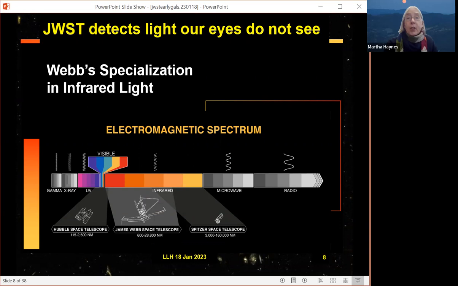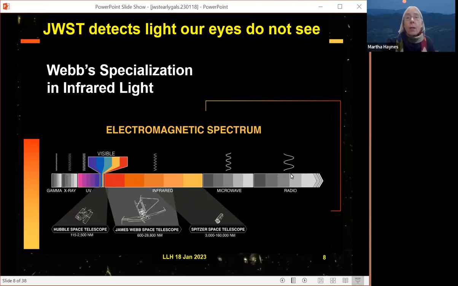The specialization in the infrared light can be depicted this way. This is what we call the electromagnetic spectrum. There's a little part of it here which we call the visible part of the spectrum, and that's what our eyes are sensitive to. And we like to describe the different colors that we see.